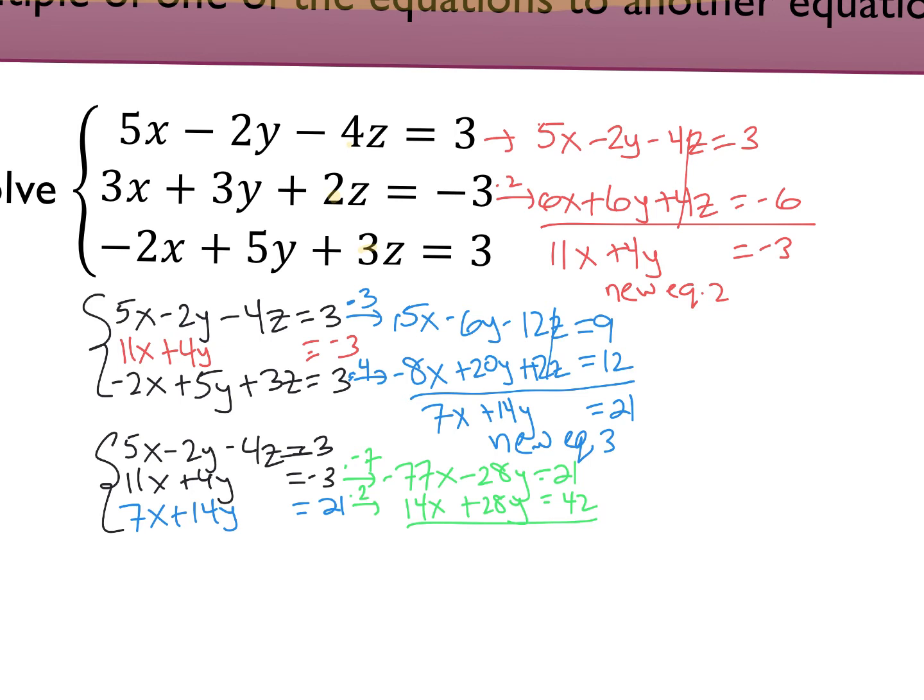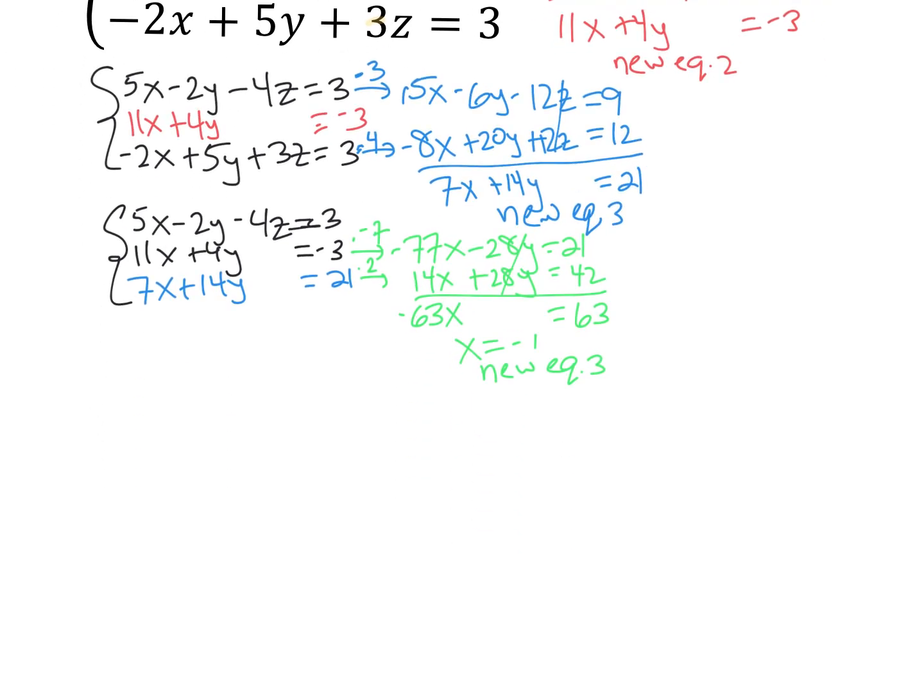Okay, 77 minus 14 is negative 63x. Y's cancel. And 21 plus 42 is 63. So here we'll get x to equal negative 1. This is my new equation 3. So when we recopy our system, notice we'll have the 5x minus 2y minus 4z equals 3. The 11x plus 4y equals negative 3. And x equals negative 1.